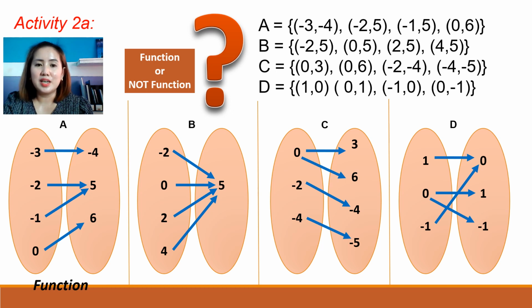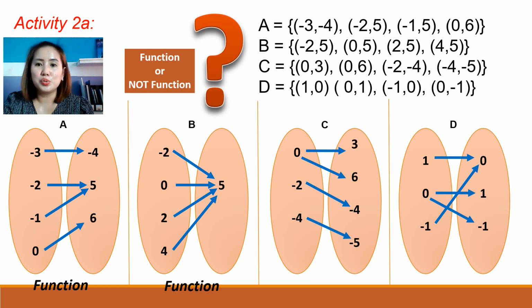If you can see, we have here negative 2, 0, 2, and 4. Each has a unique value of x. There is none being repeated, so therefore we can consider this as a function. So again, our emphasis here is the values of your first element, not the second element. Okay, so just look at the first element, or the values of your x.